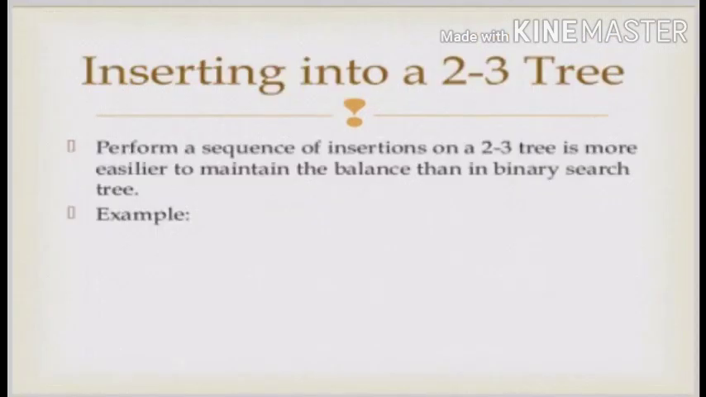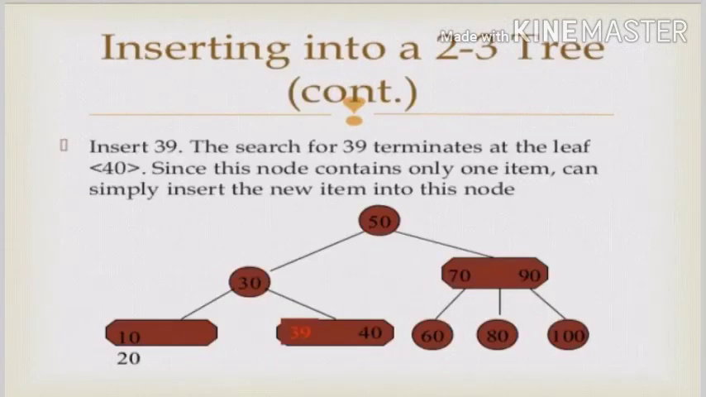Inserting into a 2-3 tree. Performing a sequence of insertions on a 2-3 tree is easier for maintaining balance than in a binary search tree. Example, inserting into a 2-3 tree. Insert 39. In this tree, we are going to insert 39 at the leaf of 40. This node contains only one item, so we can simply insert the new item into this node.